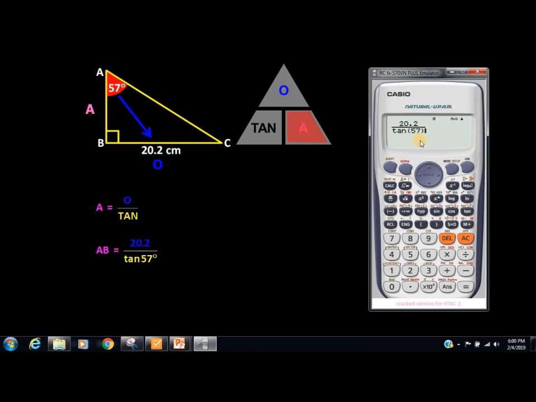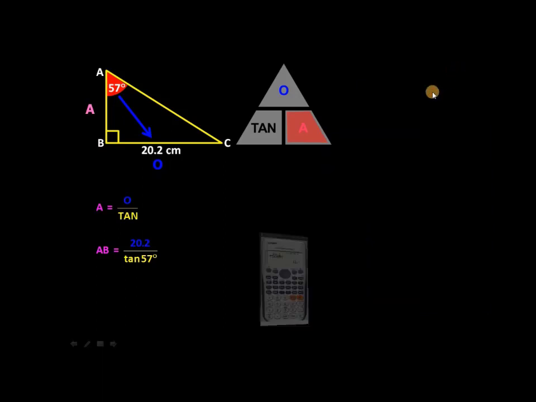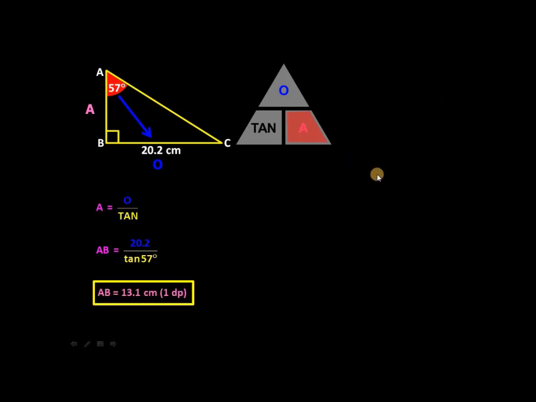Now we can't stay here, we must go to the right, so we press the right arrow. Now we will press equals. Now this is the answer. All the answers in the question have one decimal place, so let's round this to one decimal place with shift, set up, 6 and then 1. There's the answer, 13.1. So we finish with 13.1 centimeters, one decimal place.